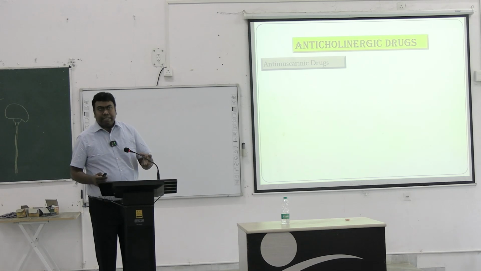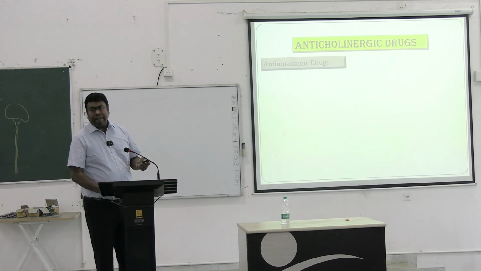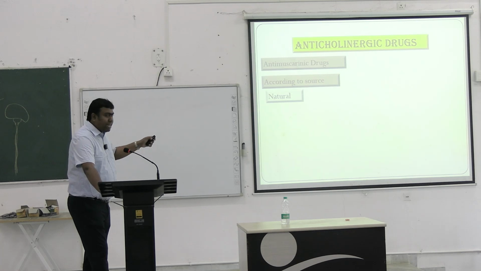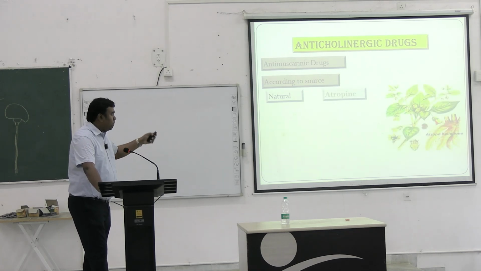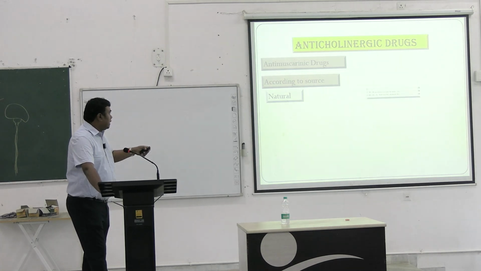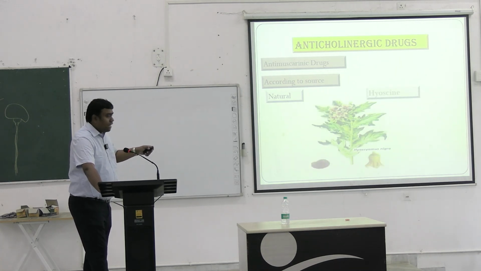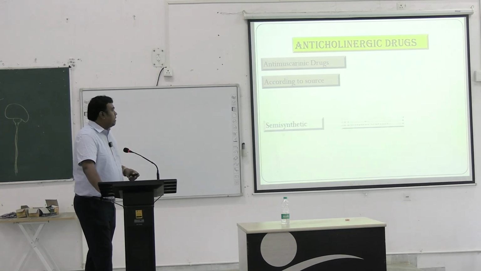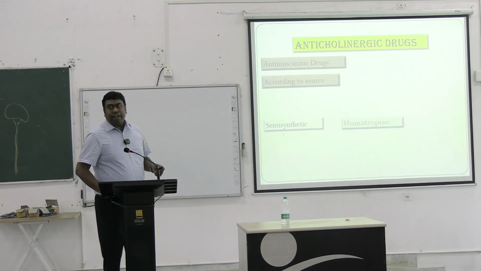Atropine. Is it synthetic or organic? According to source, we can divide it into natural, semi-synthetic or synthetic. Atropa belladonna is the source of atropine. Then hyoscine is another natural source. Then semi-synthetic, homatropine. Where is it used?